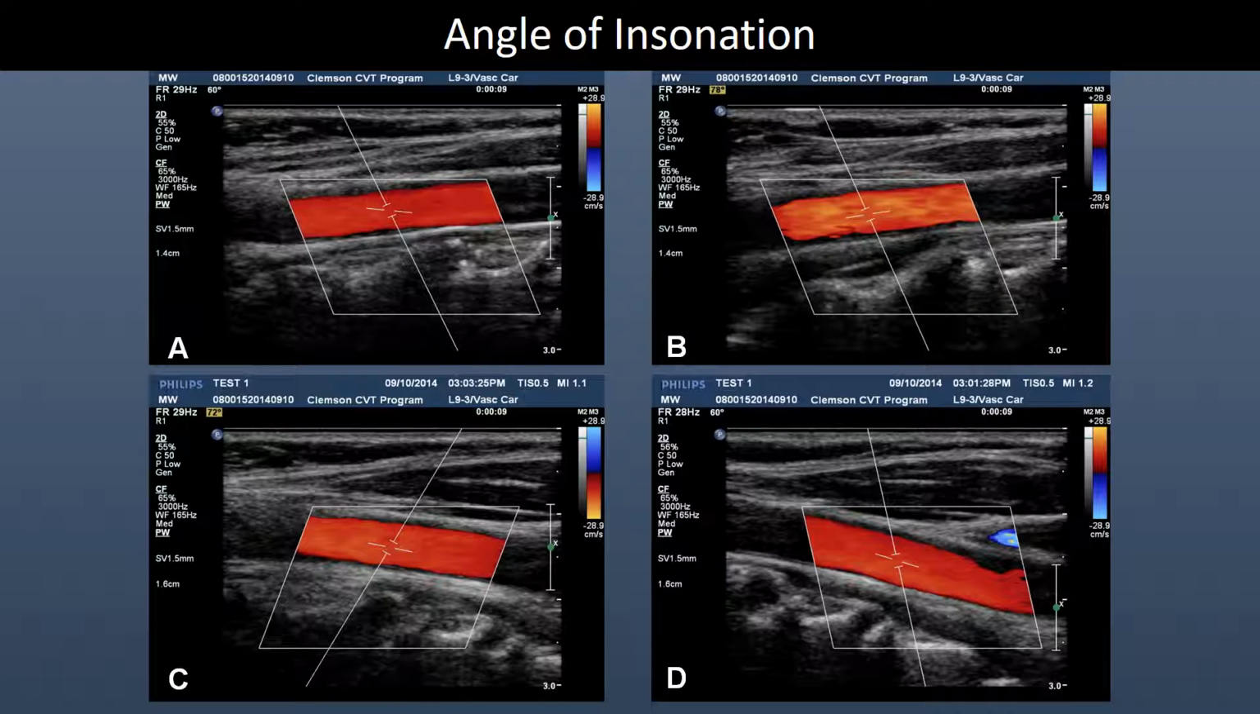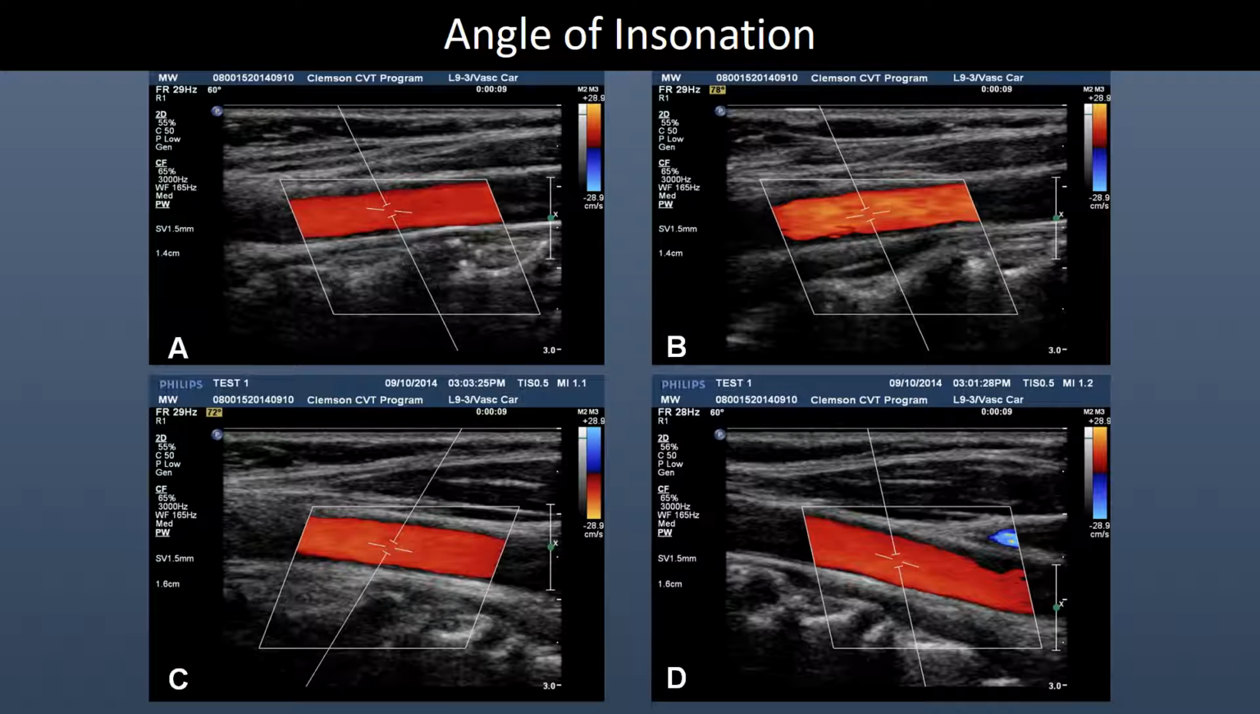I'm going to look at the angle of insonation on these four images. If you start with the A image, we note that the angle of insonation is not parallel to the vessel wall. In this situation, the sonographer should steer the box in the opposite direction, and then that will steer the sound beam also, and then you would adjust the angle of insonation on the cursor to be 60 or less.